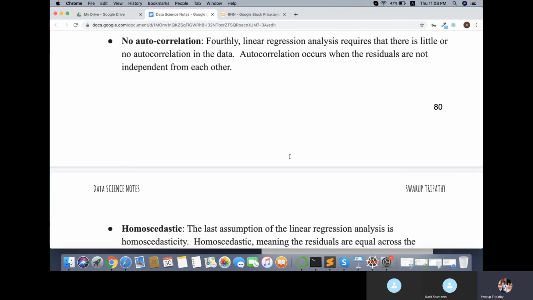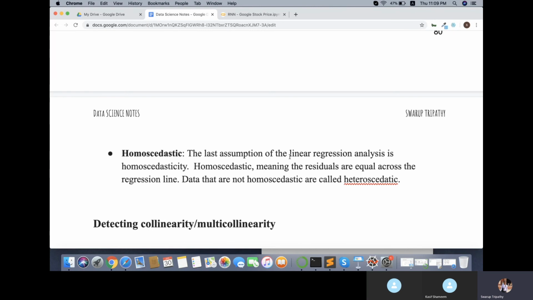Fifth one is homoscedasticity. The last assumption is that data is homoscedastic. Homoscedastic means residuals are equal across the regression line. We just tested that when we saw the residual plot: residuals are equally distributed on the positive side, and on the negative side we also have approximately equal distribution of residuals. That means our data is homoscedastic.